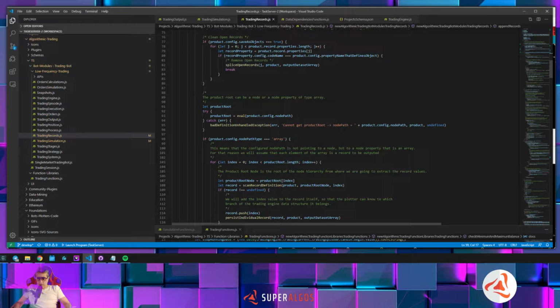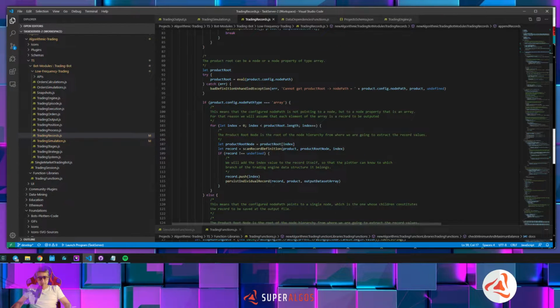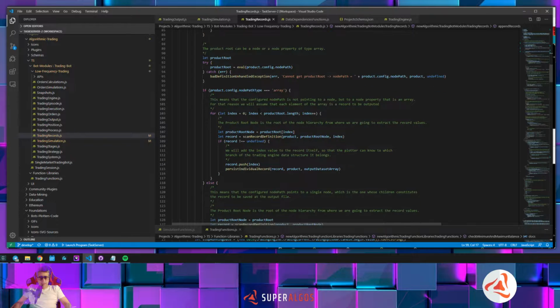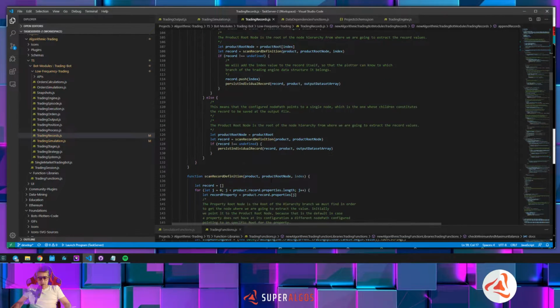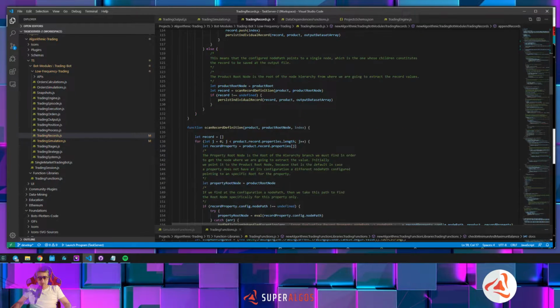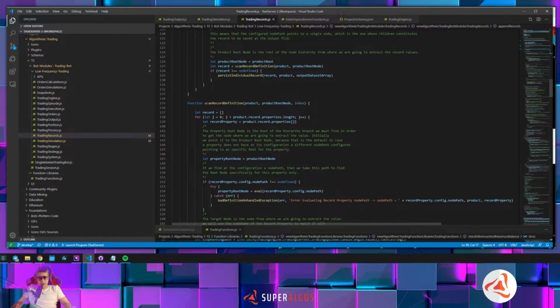So let's continue scanning this product. This is like lower level data managing stuff. Scan record definition.